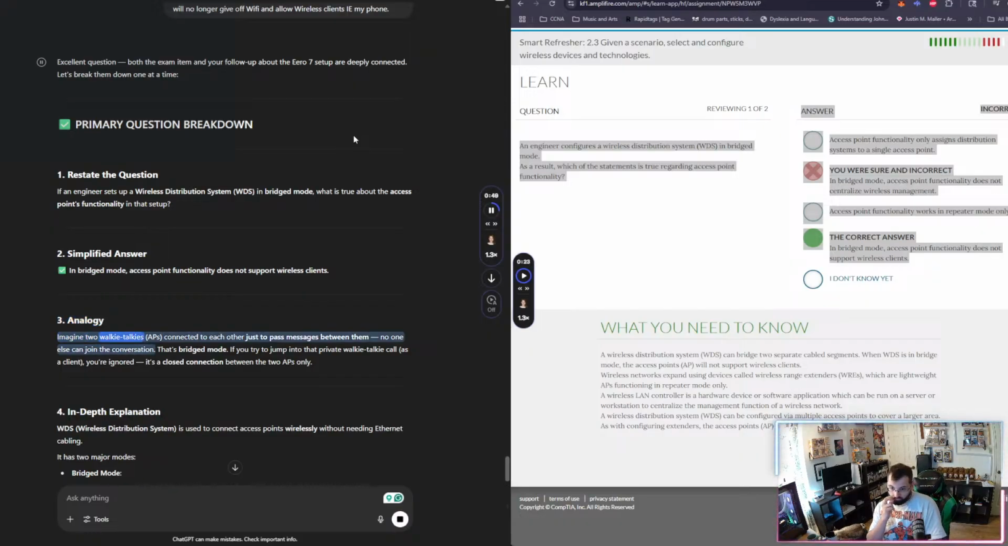Imagine two walkie-talkie apps connected to each other just to pass messages between them. No one else can join the conversation. That's bridged mode. If you try to jump into that private walkie-talkie call as a client, you're ignored. It's a closed connection between the two APs only.